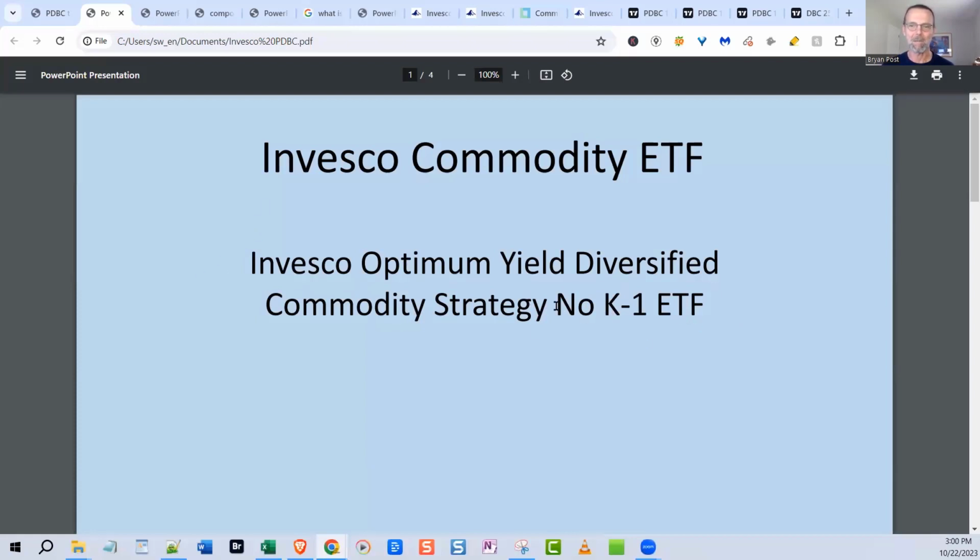No K1 is making the point that there's no K1 form involved with this particular ETF, which is a tax form. Evidently, it's complicated, tends to come late, and so it might delay your overall filing because you're waiting on a K1 form. And so they're making the point here that this ETF does not involve a K1 form.